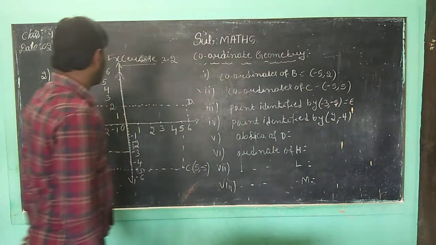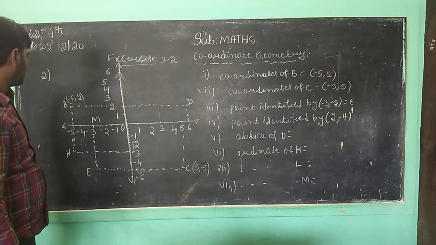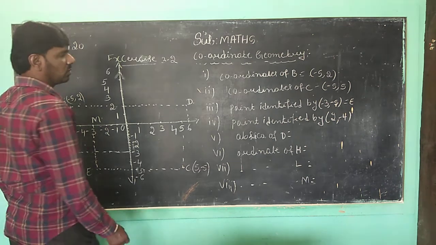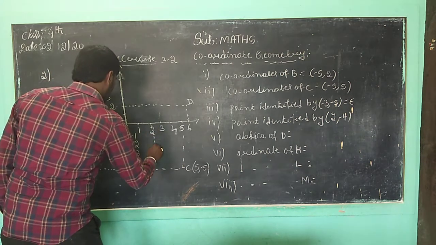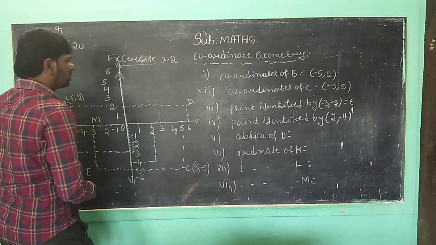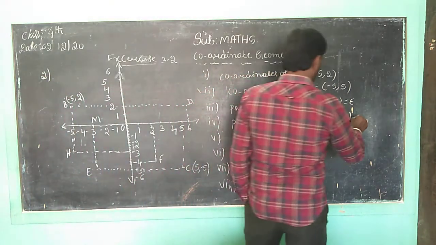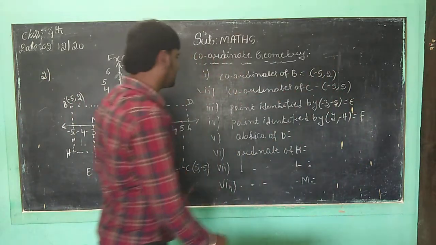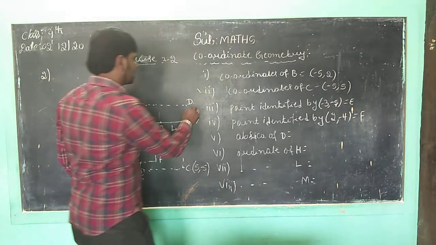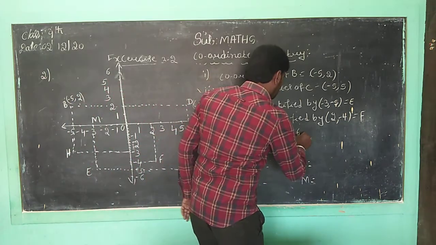Correct, children. Next, plus 2 comma minus 4. Where is it? Plus 2 comma minus 4. Okay, children. So here 2 comma minus 4. Now you want to represent here also. That point we can write as F, children. This is also F. Children, next the coordinates of D. For D, here 6 is there, here 2 is there. This is 6 comma 2. The coordinates of D is 6 comma 2, children.